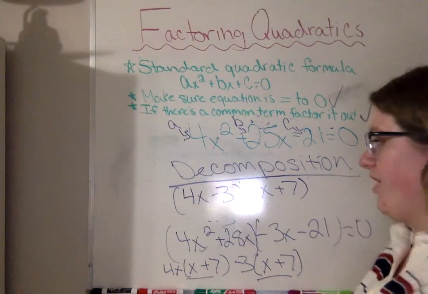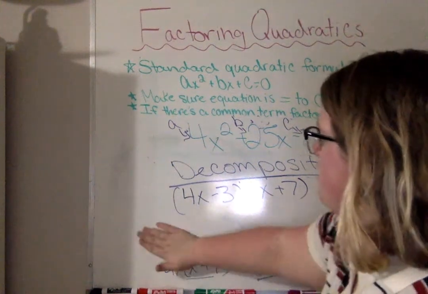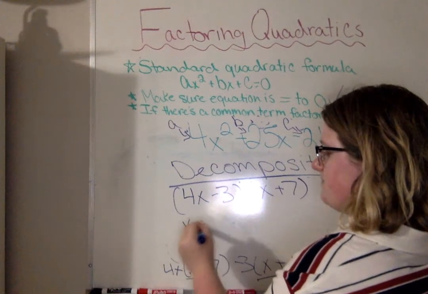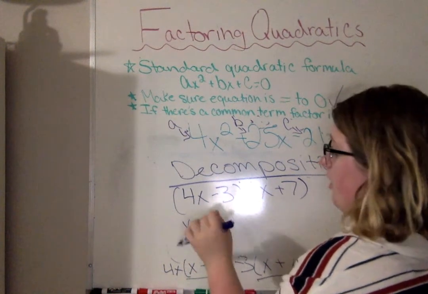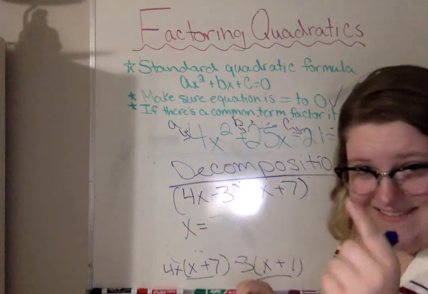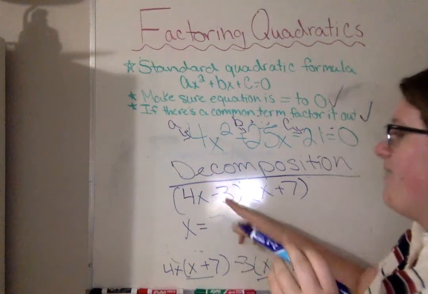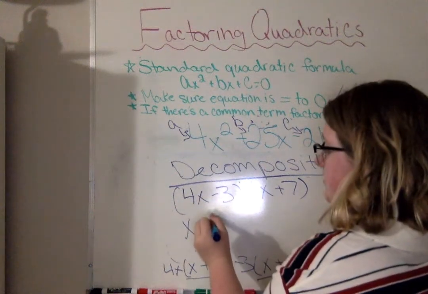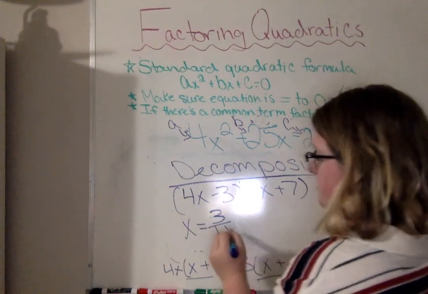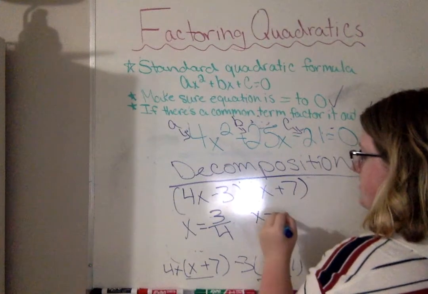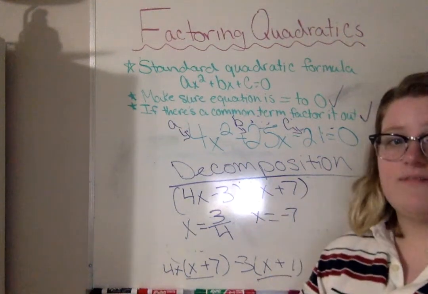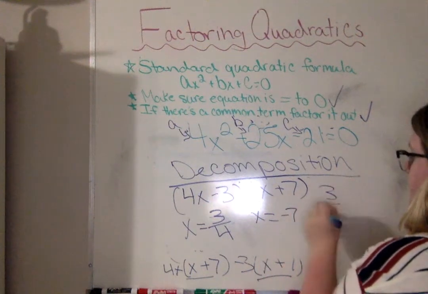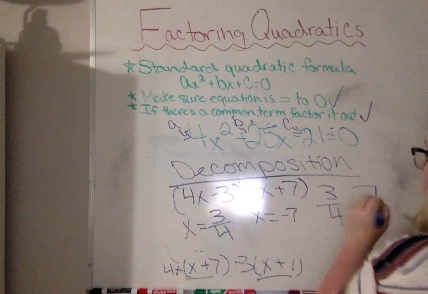Okay, very good. Now, our answer is going to be x equals, it's a positive. Oh, caught you there. Positive because we're flipping the sign. X equals positive 3/4 and x equals negative 7. So our solution set is 3/4 and negative 7.